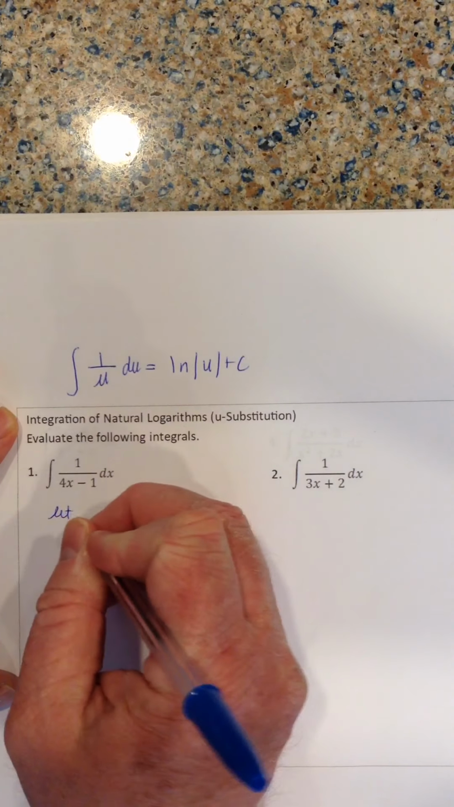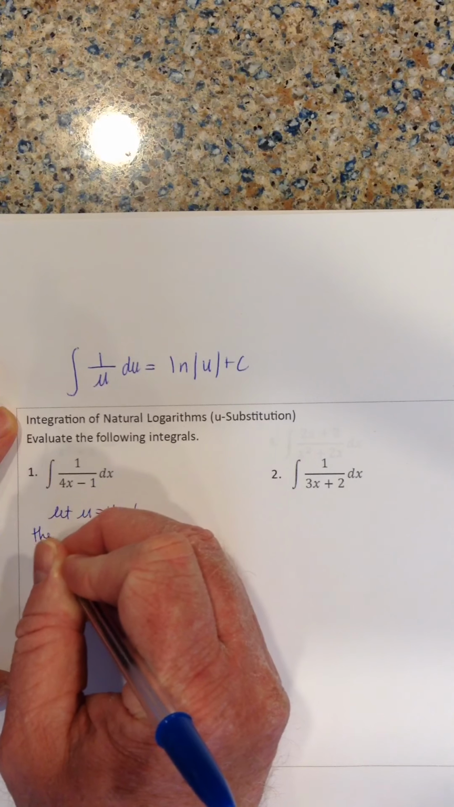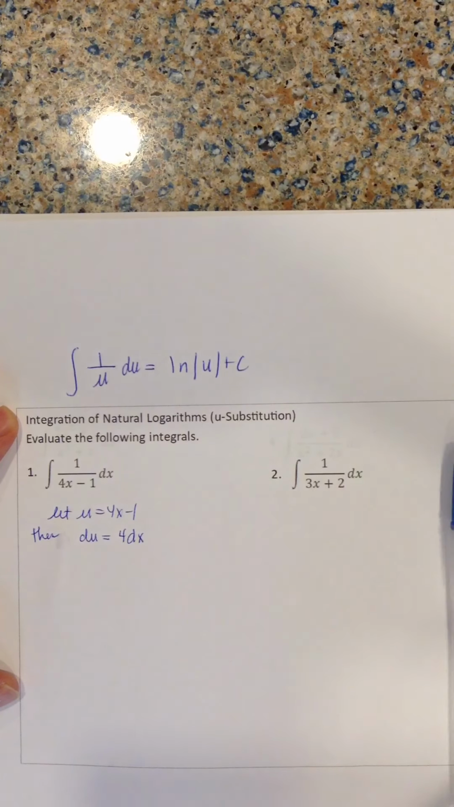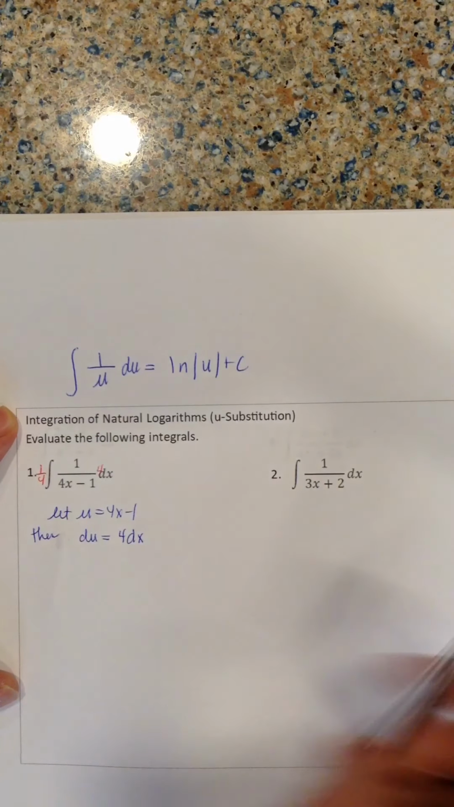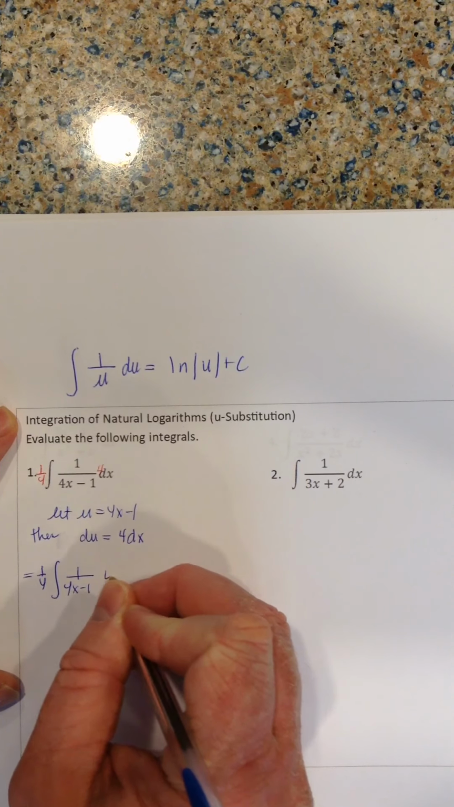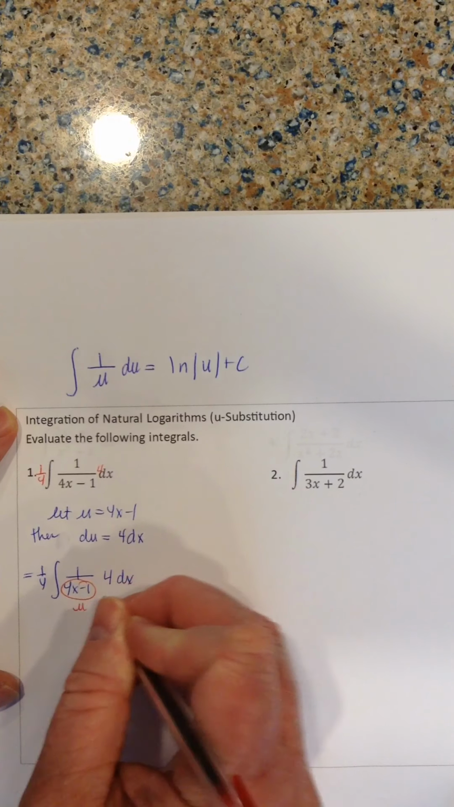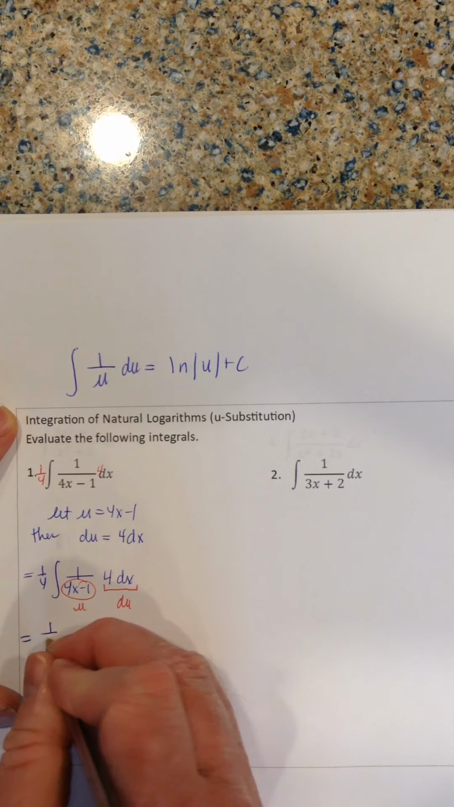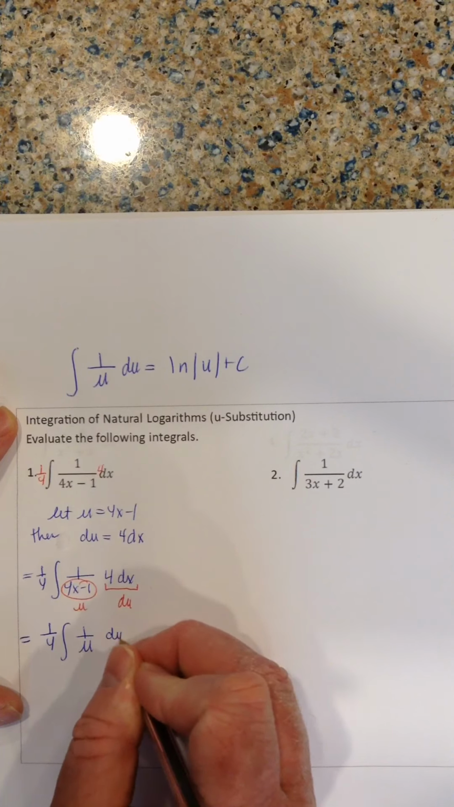So if we let u equal 4x minus 1, then du will equal 4 dx. Well, I don't have a 4 dx, so I'm going to put a 4 there and a 1/4 out front. So now I have the integral 1/4 1 over 4x minus 1 times 4 dx. Now notice this part here is your u, and this part here is your du. So if we do those substitutions, we could write the integral as 1/4 integral of 1 over u du.